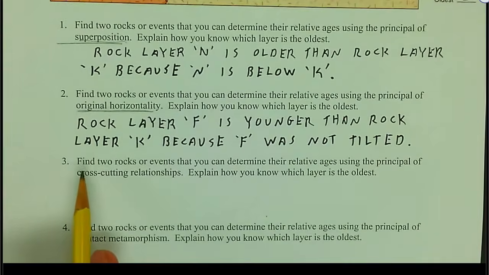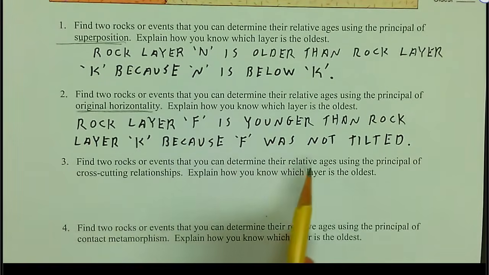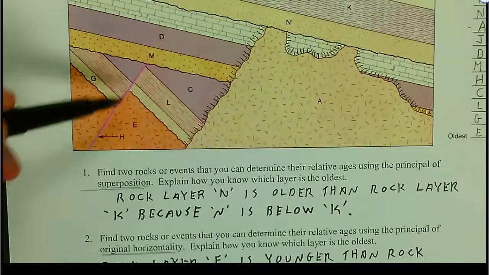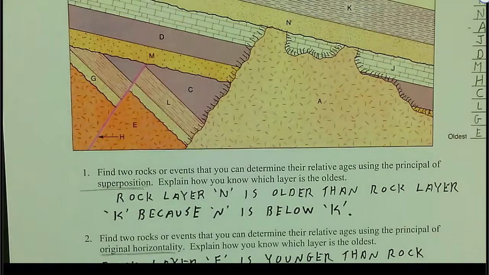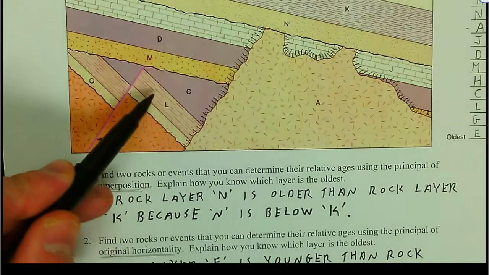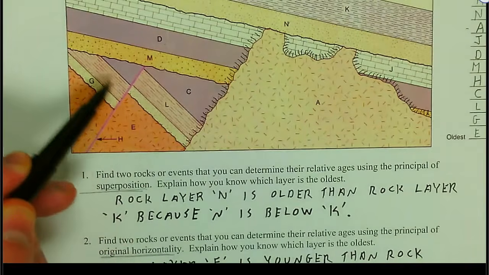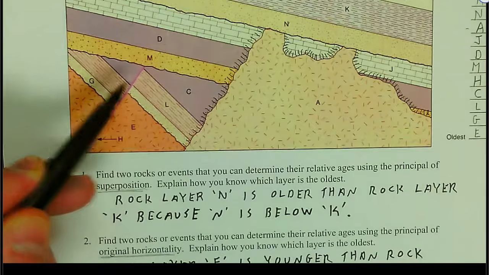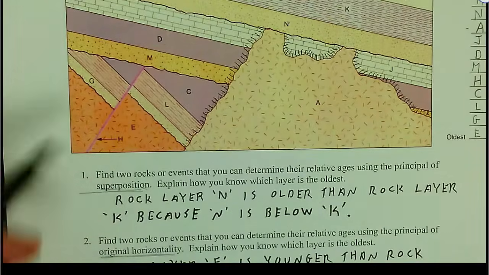Our third question says find 2 rocks or events that you can determine their relative ages using the principle of cross-cutting relationships. So we want to find something that gets cut by something else. We do have a fault here. We have fault H, and we see that H cuts through this layer L. So there's layer L, which is the shale here as well as the shale here. Since H cuts L, L must be older than the fault H.